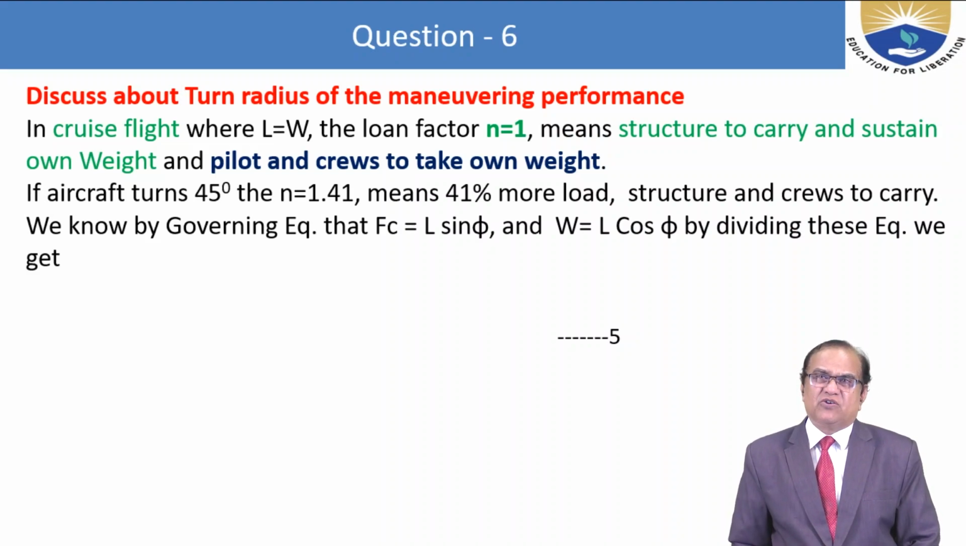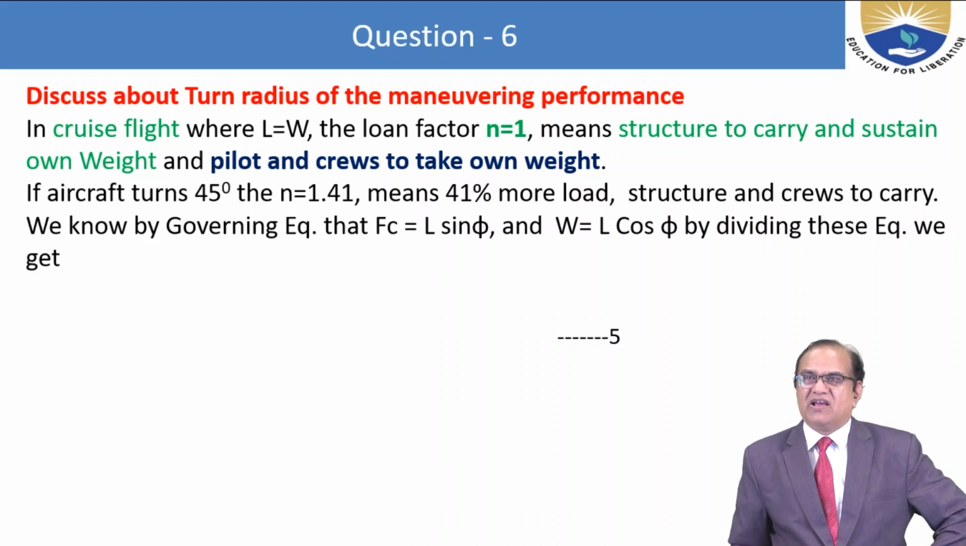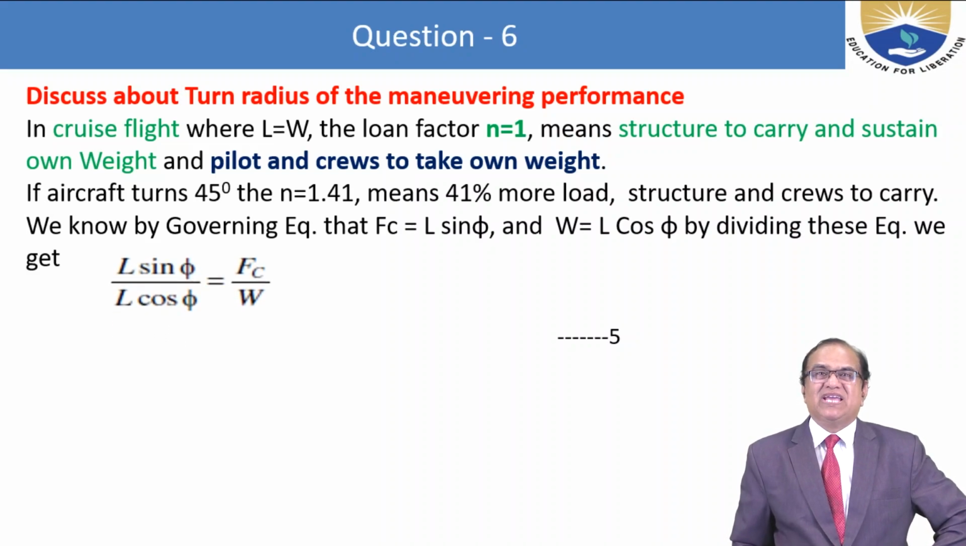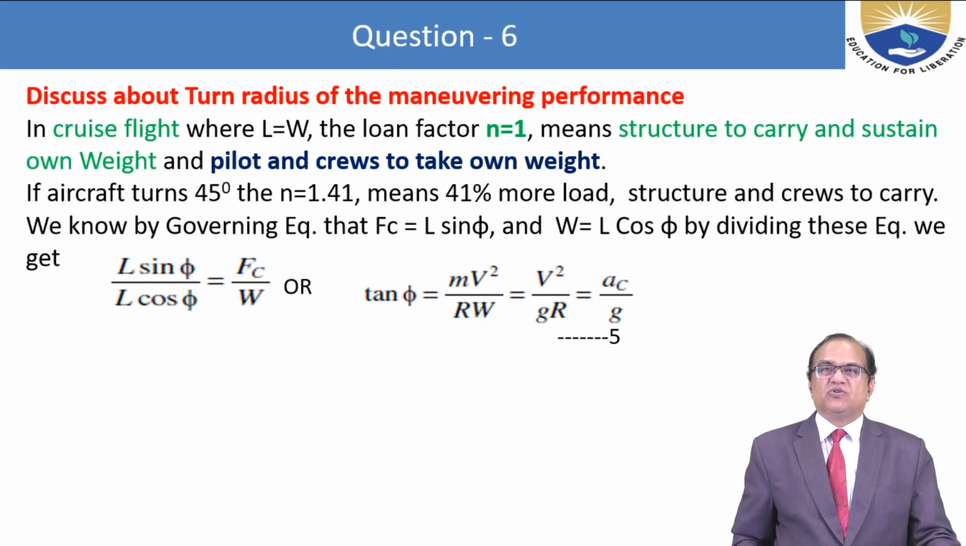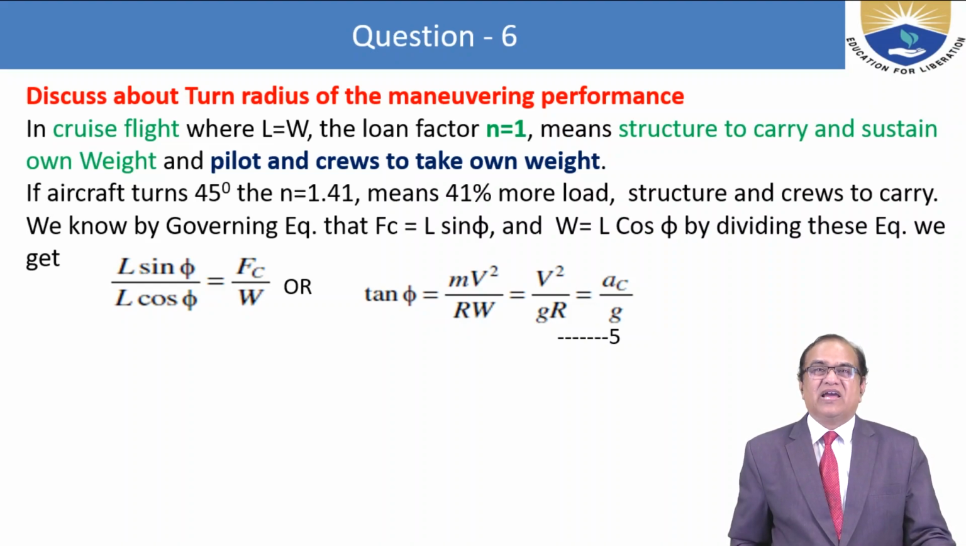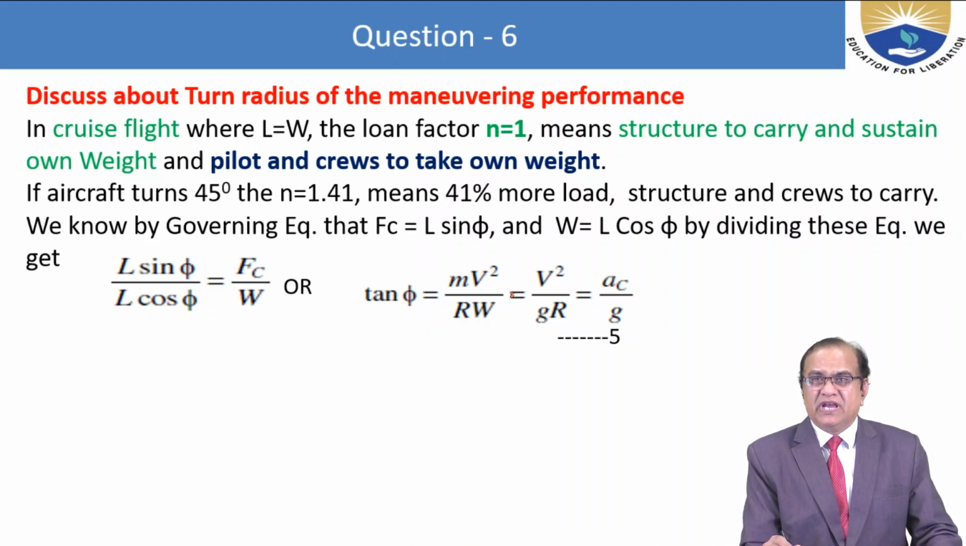We know by the governing equations that Fc is equal to L sin phi and W is equal to L cos phi. By dividing these equations, we get L sin phi by L cos phi is equal to Fc by W, or tan phi is equal to Fc by W, where Fc is equal to mv square by R. So tan phi is equal to mv square by Rw, which is equal to v square by, here W is mg, so m is cancelled. Here v square by gR. So v square by R is equal to AC, that is the centripetal acceleration.